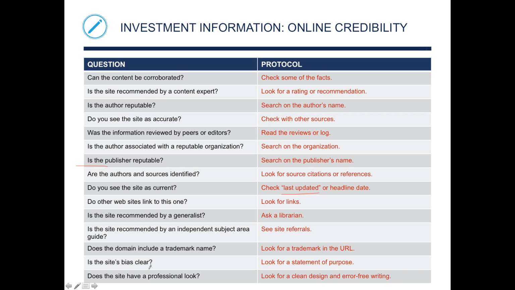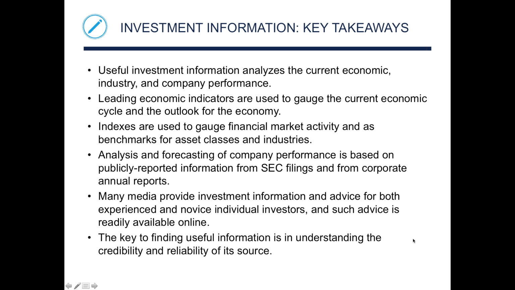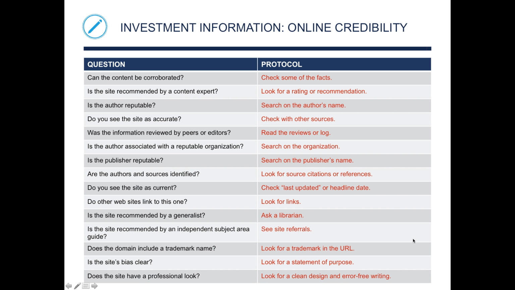Is the site's bias clear? Check for a statement of purpose. Does the site have a professional look? Look for a clean design and error-free writing. And these are all very important things, because when you're trying to consider what to invest in or how to invest in something, you want to make sure that the source where you're getting information is accurate, clean, and up to date.